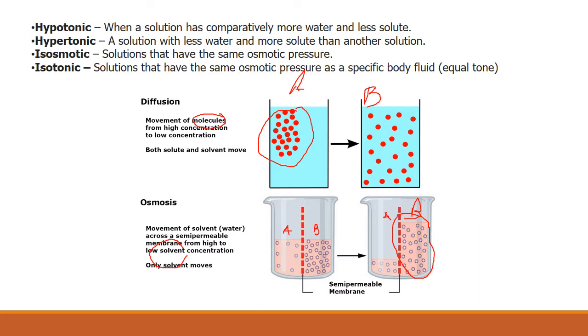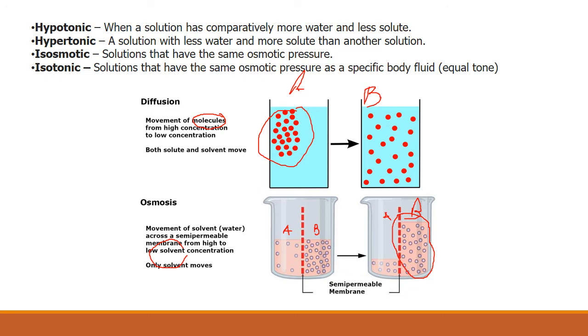So you have here a hypotonic. So what is a hypotonic? When a solution has comparatively more water and less solute. Okay? So more water goes to our red blood cells and there is very little solute, then there is an increase of water or the solvents in our red blood cells causing it to burst. So hypertonic, a solution with less water, more solute than another solution. Okay? So it will push out the water, then there is a shrink of our red blood cells.